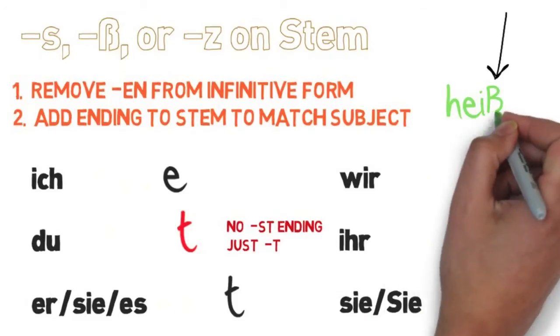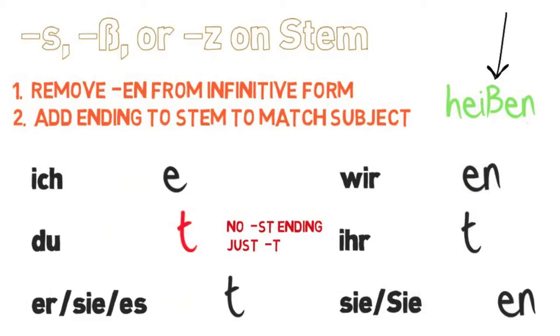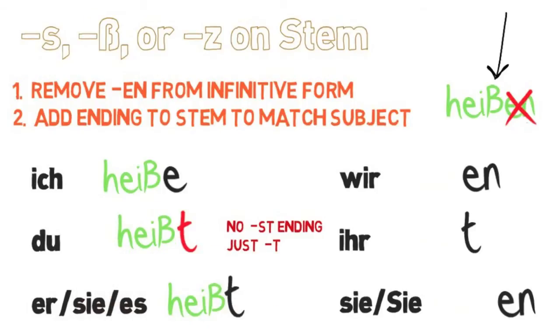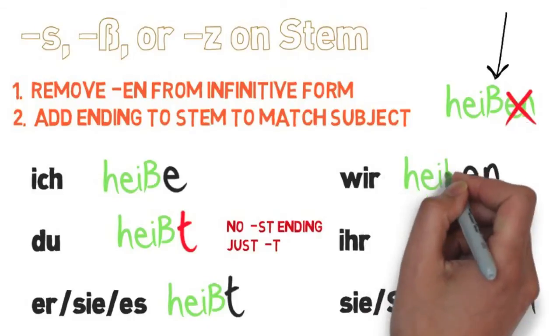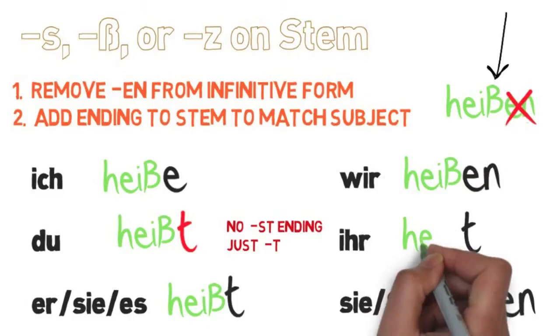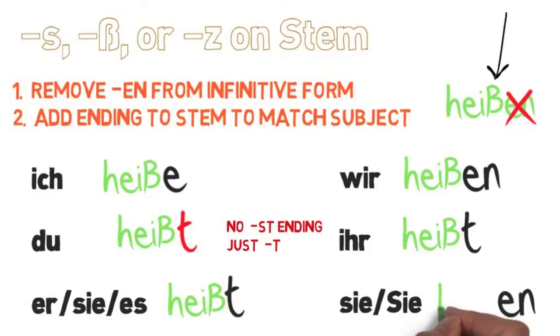This will work virtually identically with a verb you're very familiar with, heißen. This one, instead of 2 S's, has an SZ, again the s sound. So when we remove the en from that stem, we're going to have to add just a T in the du form instead of the ST. All the other forms, though, are normal, just like they were with küssen.